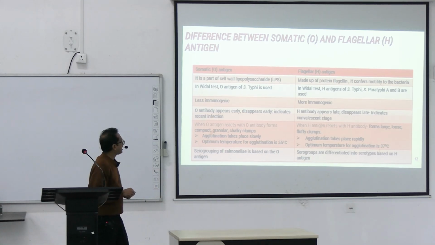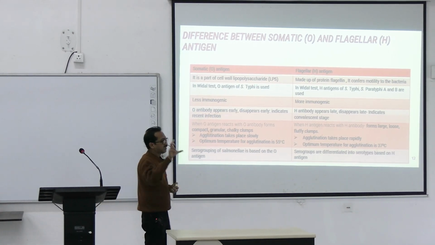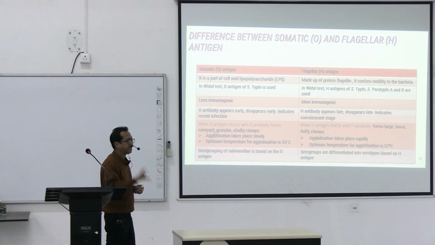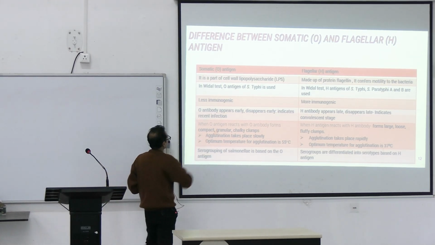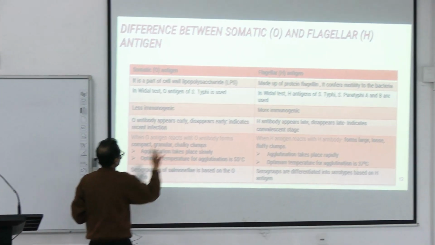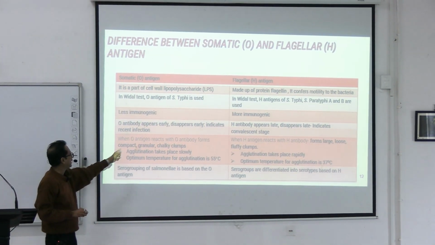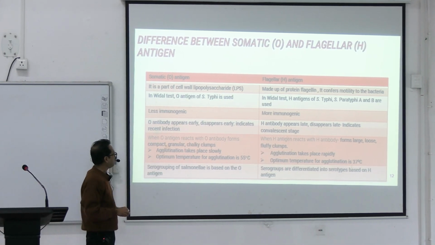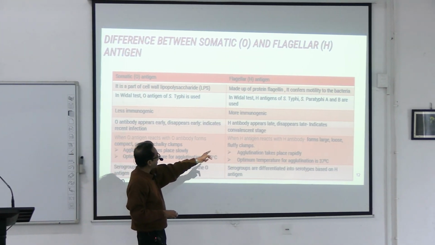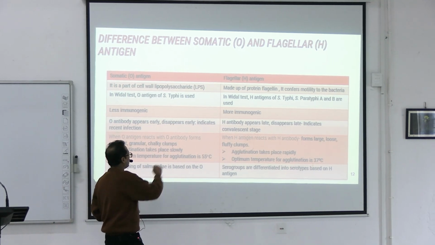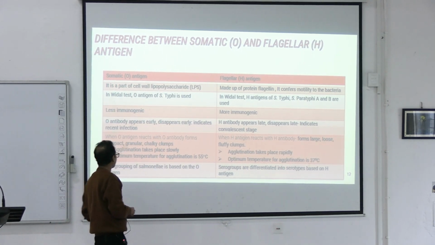And Vidal test is usually a tube agglutination test, and how does the agglutinate look? When it reacts with O antigen, it forms compact, granular and chalky clumps. That tube will have compact, granular and chalky clumps, and when H antigen reacts with H antibody, it forms large, loose and fluffy clumps.